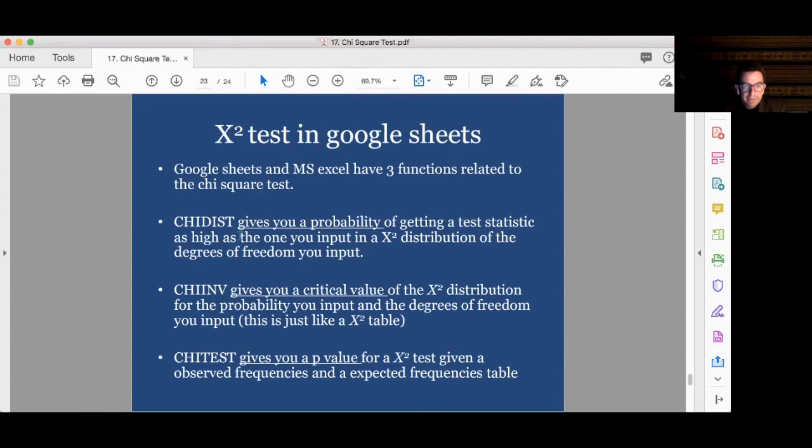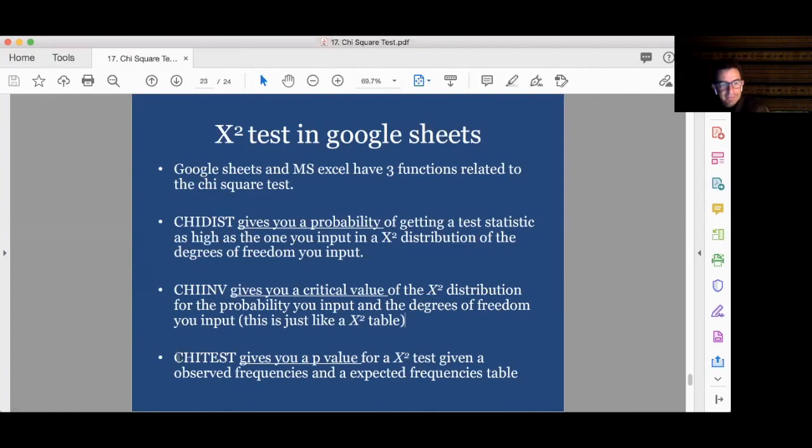The first one is CHIDIST, and this one will give us the probability of getting a test statistic as high as the one we put in, given the degrees of freedom that we give it. So this one we will use to calculate a p-value. The CHIINV function gives you the critical value of the chi-square distribution for the probability you give it and the degrees of freedom you give it. So this is the same as using a chi-square table. We won't need a table because we have this CHIINV, pretty much like the TINV that we use for confidence intervals for a mean.